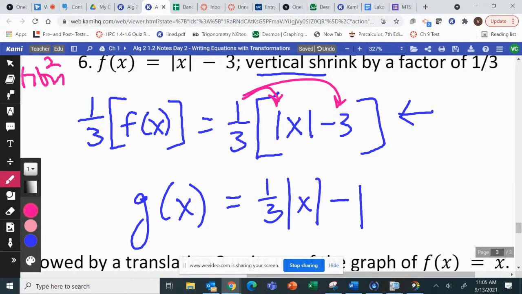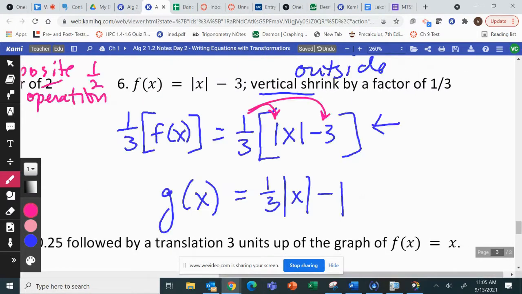Okay, so let's graph that one and see what it looks like. It says it's a vertical shrink. So is this one going to be more vertical or less vertical? A vertical shrink will mean it's going to be less vertical. Let's see.